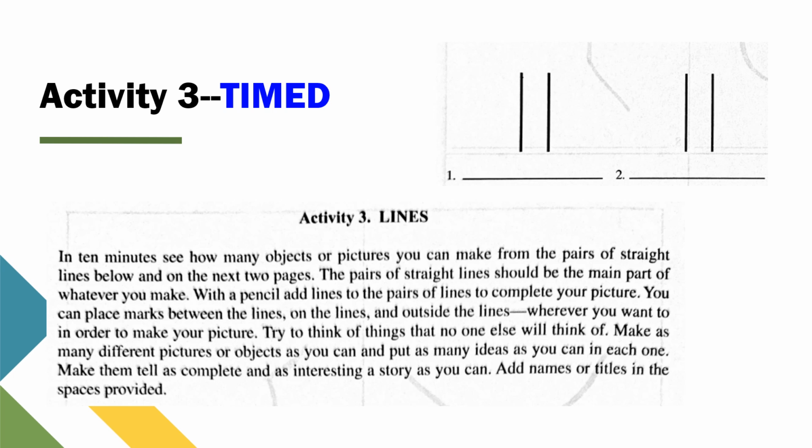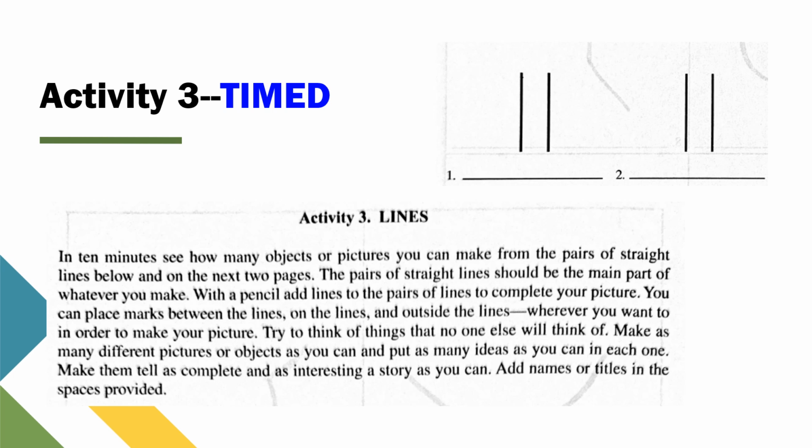Activity 3 is a timed activity and is the last part of the Torrance test. The students will all turn to page 6. The proctor will read the directions as seen on the screen and ask for clarification. I will read the directions on the screen now.